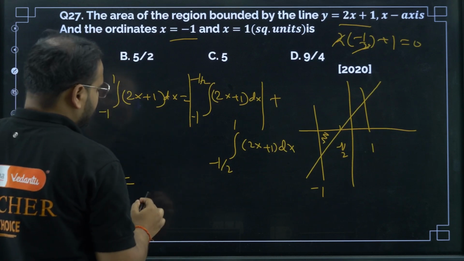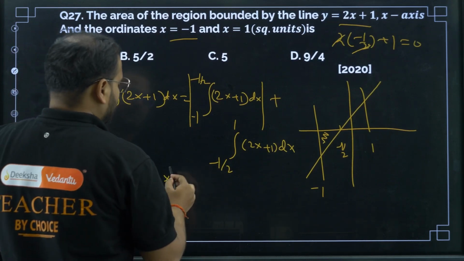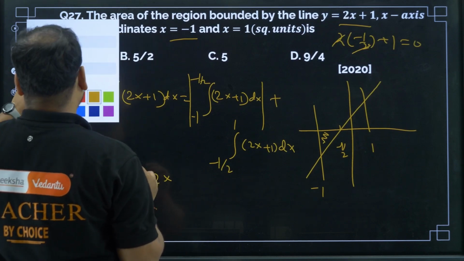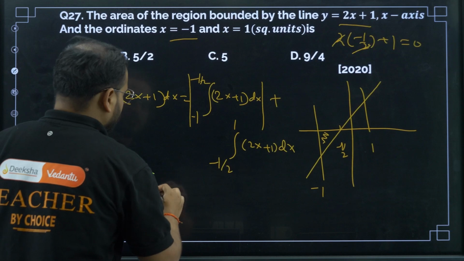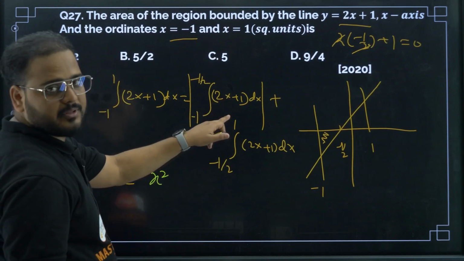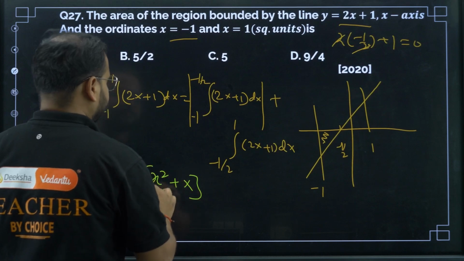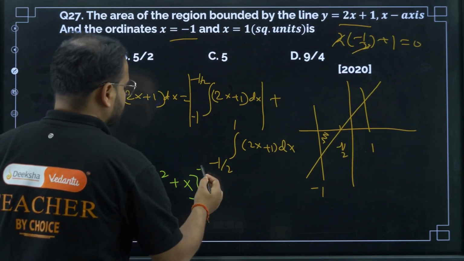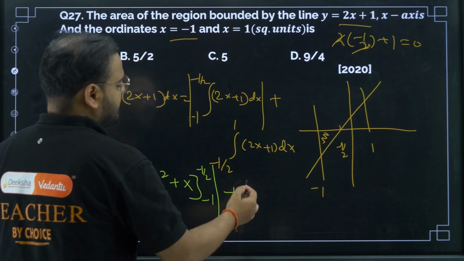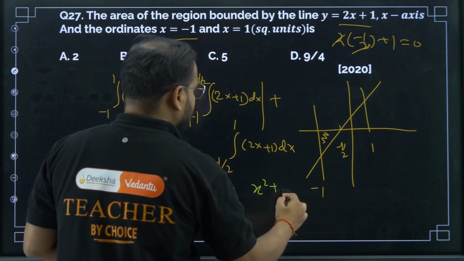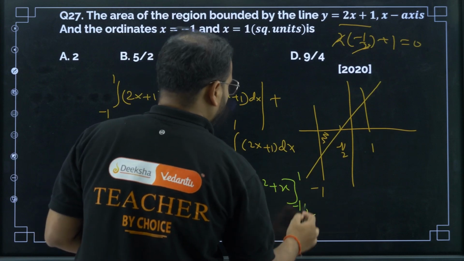If I do that, what am I going to get? Integration of 2x plus 1, so simply I'm doing it faster, you don't have to write all the steps. Simple integration, 2x will become x square, since x square by 2 will be there, so 2 and 2 cancel, plus x, from minus 1 to minus 1 by 2 in the mod, plus the same thing, x square plus x, from minus 1 by 2 to 1.